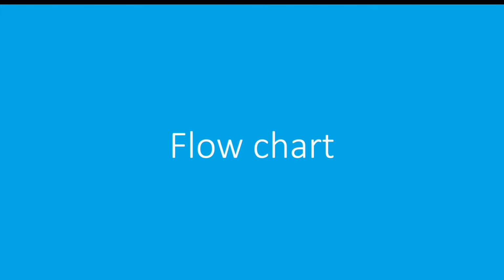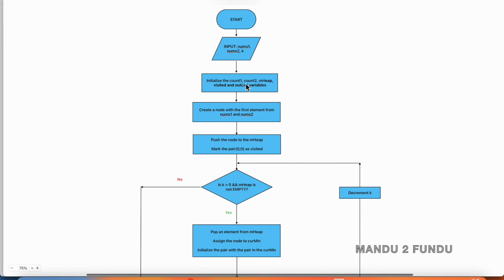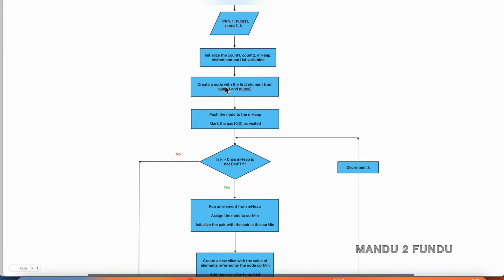Let's look at the flowchart. Input for the k smallest pairs procedure is the nums1 array, nums2 array and integer k. First we initialize the count1 and count2 variables, the minimum heap, the visited hash map and the output list variables. Next we create a node with the first element in the nums1 and nums2 arrays and then push that node into the minimum heap and mark the pair 0, 0 as visited.